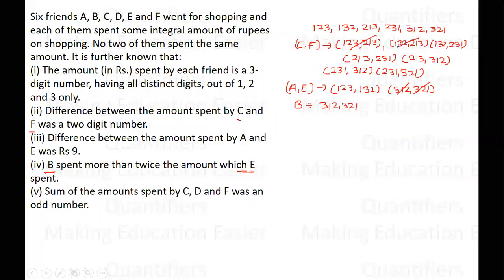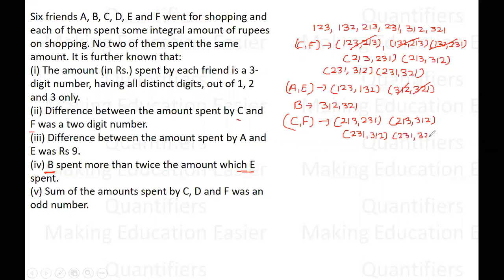This case is also not possible, which uses 132. This is again not possible, right? So these are the only cases possible for C and F. C and F can spend either 213 and 231, 213 and 312, 321 and 231, 312 and 231, or 231 and 321. These are the possible combinations left for C and F.